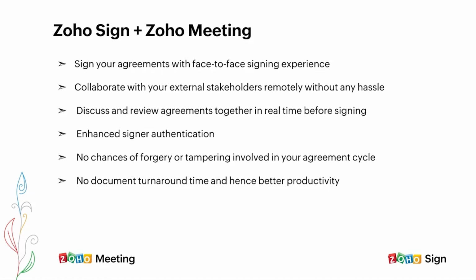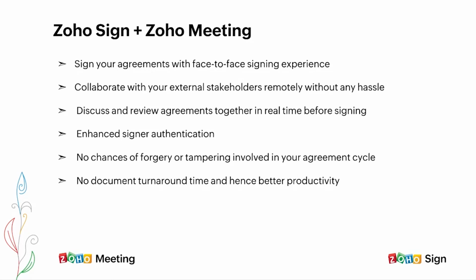If you want to review the agreements together, you can just review it before signing, and you can also make changes at any point during the meeting if needed. This way, you can also verify your signer's identity in the video session, which leads to no chances for forgery or tampering. Not just that, you also don't have to wait for longer time to receive the documents once they are signed, and it's obviously way faster than sending your emails back and forth.